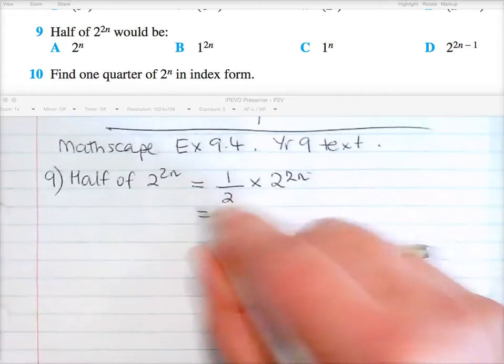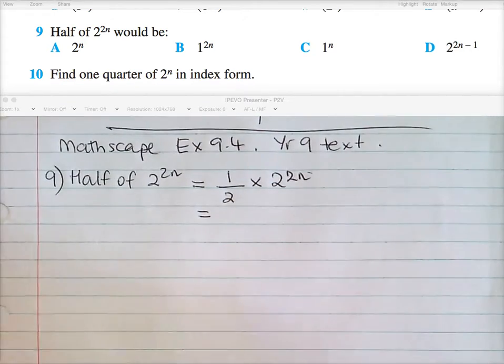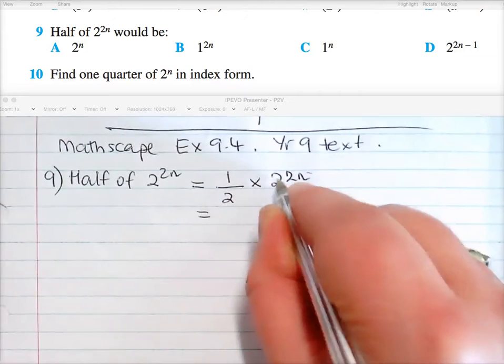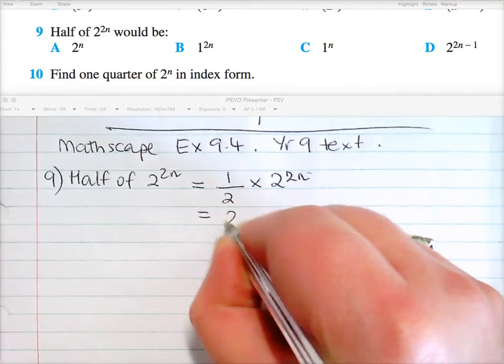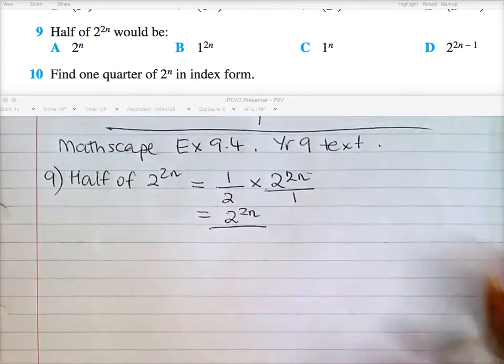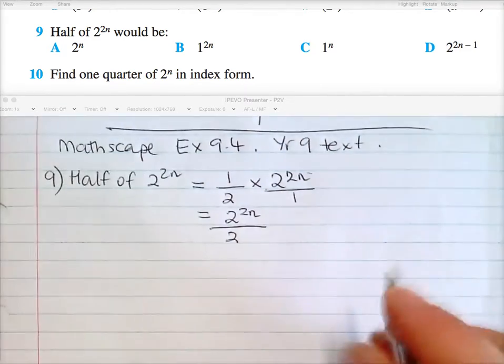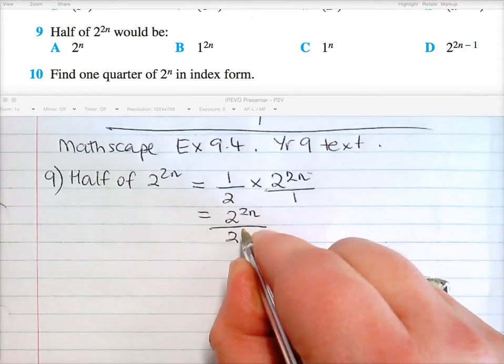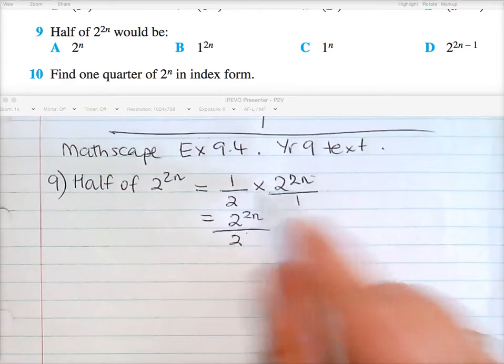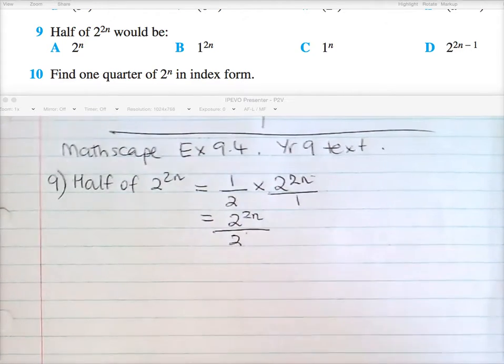Why don't we multiply the numerators, multiply the denominators if you want. All right, multiply the numerators. What's 1 times 2 to the power of 2n? Isn't this over 1? What's 2 times 1? Now, 2 means 2 to the power of what? 1 times 2 to the power of 2n is 2 to the power of 2n. 2 times 1 is 2.